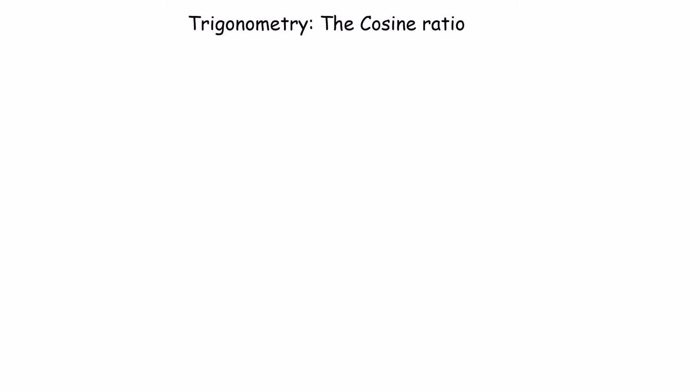Trigonometry, the cosine ratio. Same as we looked at the sine ratio last time, today we're looking at the cosine ratio. And again, it only works with right-angled triangles. A lot of what you see in this video will be very similar to what you saw in the last video. The only difference is which ratio we are using. So let's have a look at the ratio.